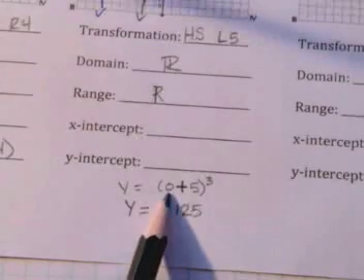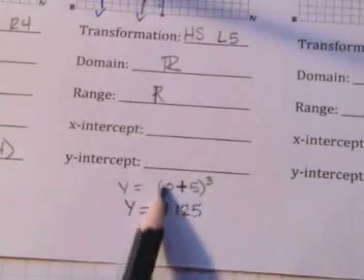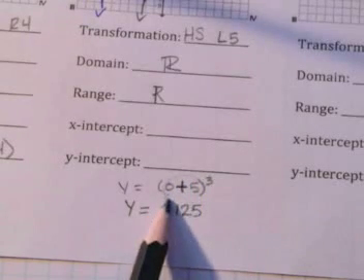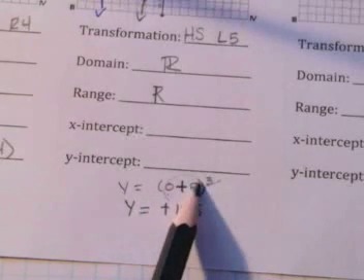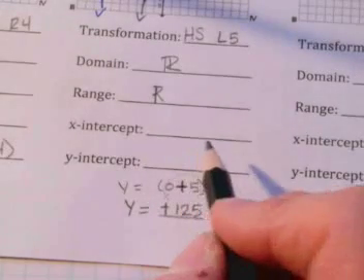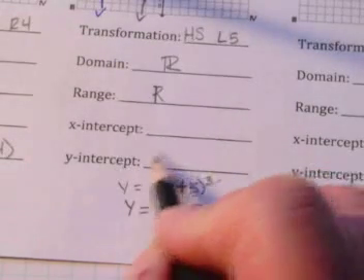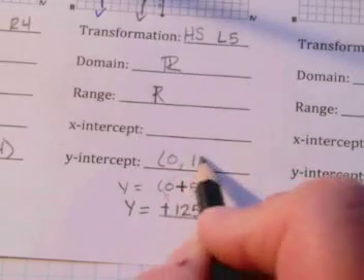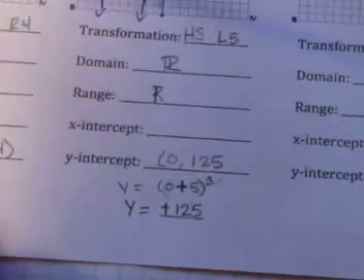Notice I put in 0 for x, and I get positive 5 inside my parentheses. And then I take that to the third power here, which gives me positive 125. So my y-intercept is going to be at 0, positive 125.